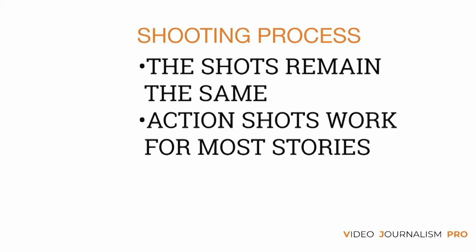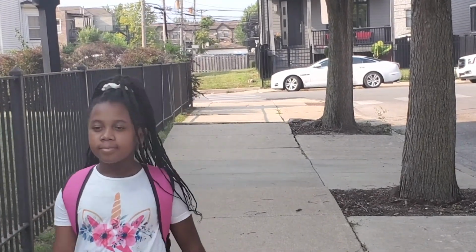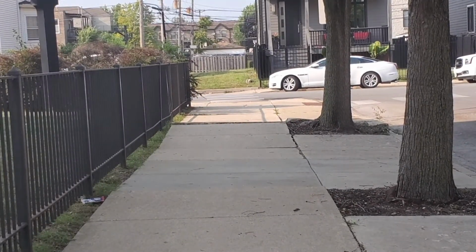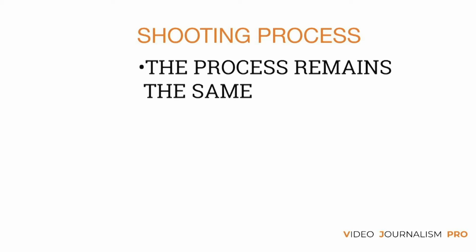Action shots work for most stories. You can record people walking to you or away from you, along with people talking in a group or moving around. Here is a shot of someone walking to me. I let them walk out of the camera on purpose. Whether you have one person or 100 people at an event like a rally, the process remains the same.